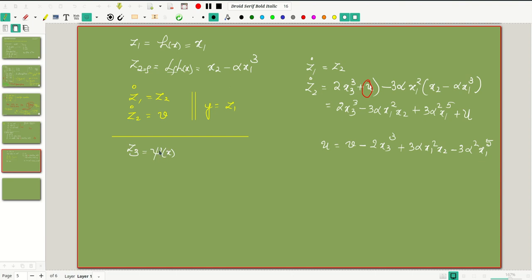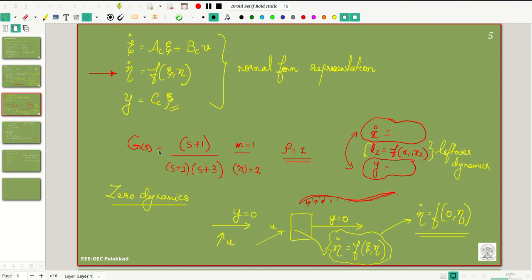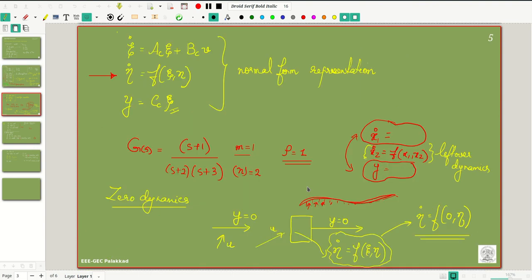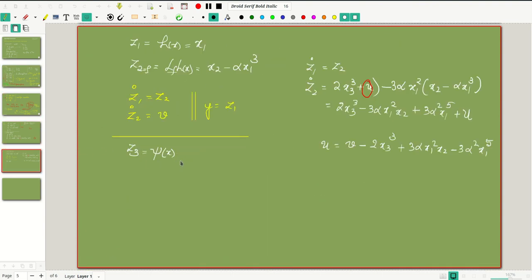So what is the condition that has to be on psi of x? To represent it in normal form, the derivative of psi with respect to x into g of x should be equal to 0. That is the condition on psi. So what is the condition on this psi of x? That is dou psi by dou x into g of x should be equal to 0.